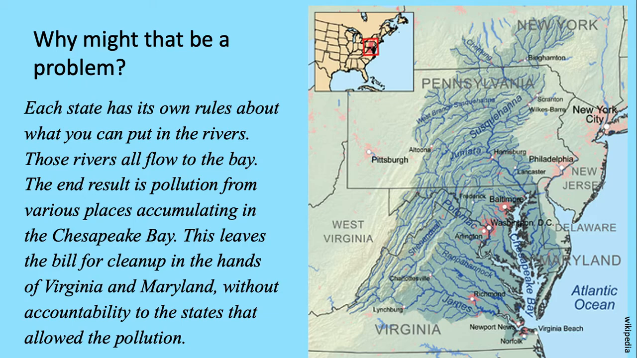So why might that be a problem? Each state has its own rules about what you can put in the rivers. Those rivers all flow to the bay. The end result is pollution from various places accumulating in the Chesapeake Bay. This leaves the bill for cleanup in the hands of Virginia and Maryland without accountability to the states that allowed the pollution.